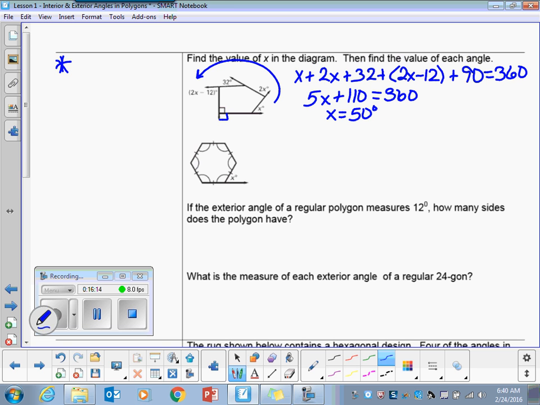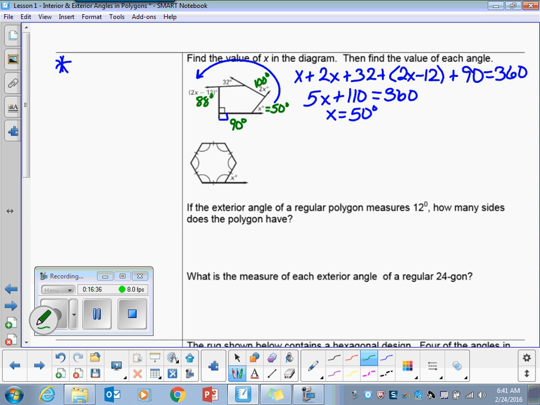Now, in this case, they did not label my angle, so I'm just going to have to write the degree measures directly onto the diagram. That one's good. This one's going to be 100 minus 12, 88. And I've already marked that one, but you could go ahead and write it in, 90 degrees.